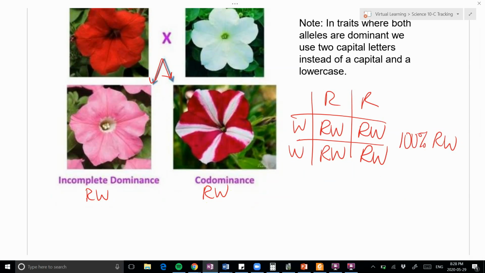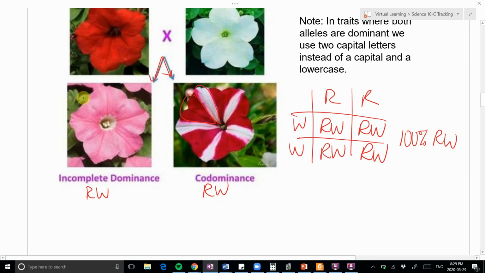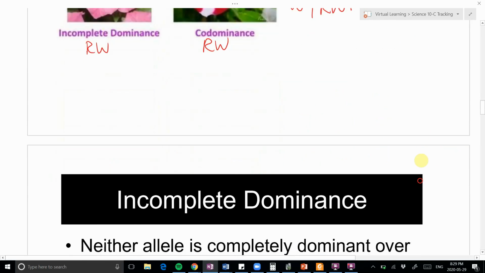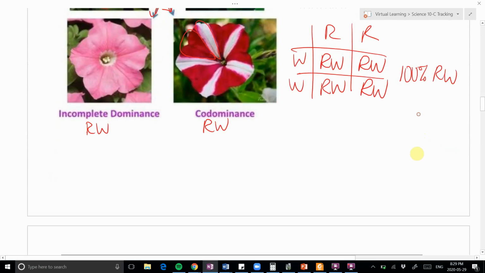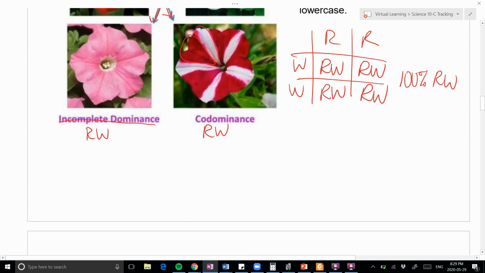So if we look at them, what we see is that this one is kind of like a patchwork, right? You've got stripes of white and you've got stripes of red. So we're actually seeing both of those genes there. Whereas over here, we see the blending of what happens when you mix red and white, right? So we're going to dig into that a little bit here. The first one that we're talking about is incomplete dominance. So this one over here.